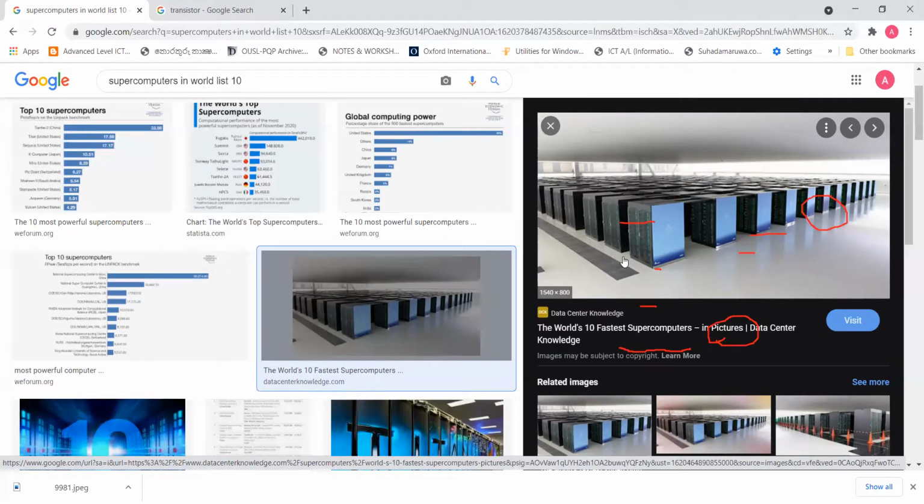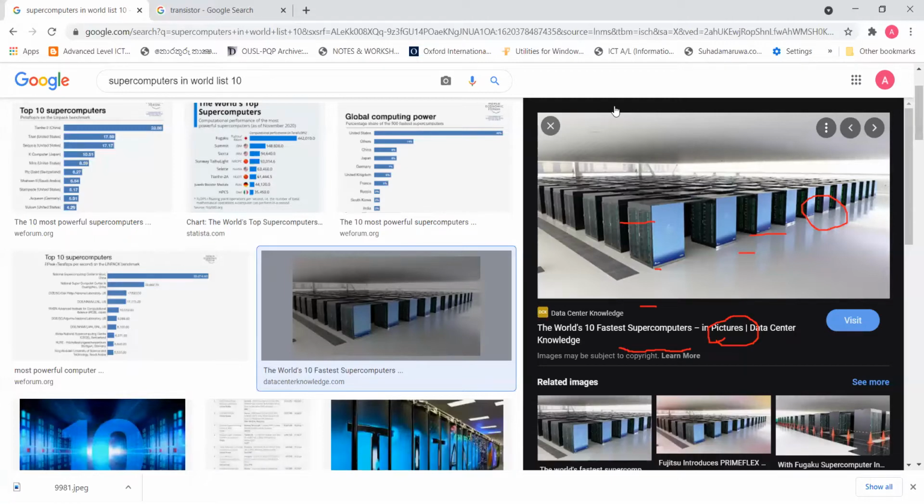We'll be discussing this unit. In the middle of this unit we'll talk about parallel computing and this stuff. So they are sharing their resources. They share all the resources and do this work, right? So these are the supercomputers.